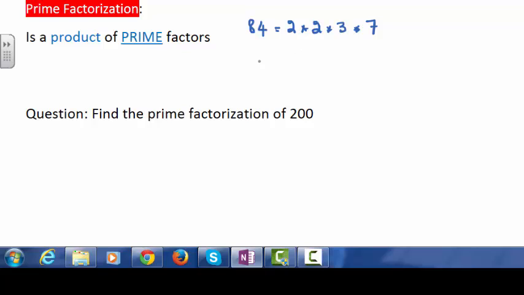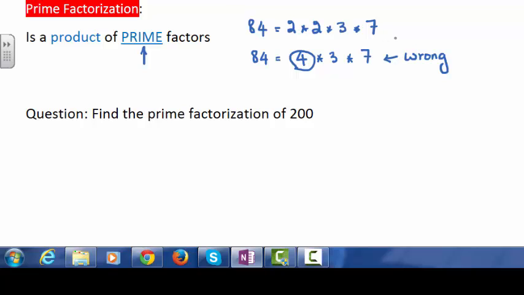Now I have some students, they do what? Instead of saying that, they say, okay, why do we write it this way? Why don't we write 84 equal to 4 times 3 times 7? This is wrong. Can someone tell me why? Because 4 is not a prime number, it's a composite number. And if you read the definition, prime factorization is a product of prime factors. That's why I underline prime factors.